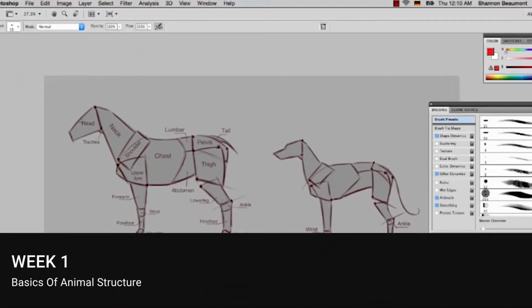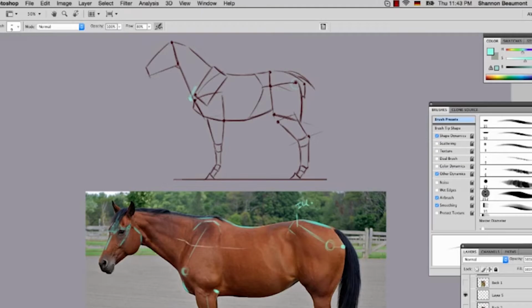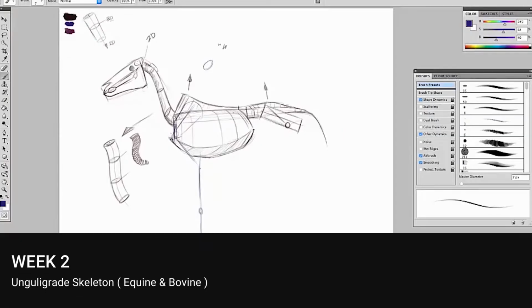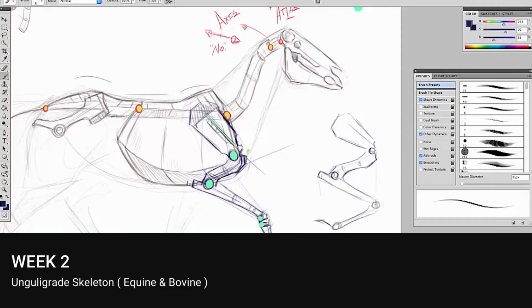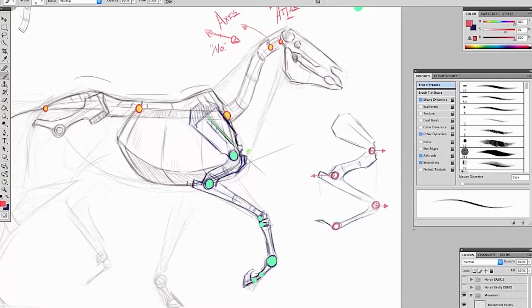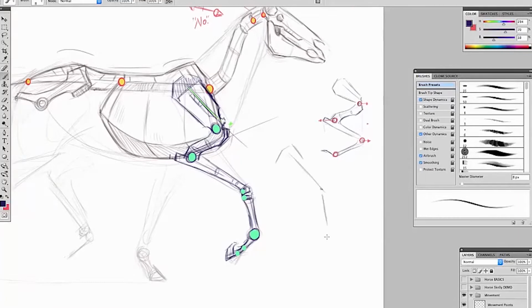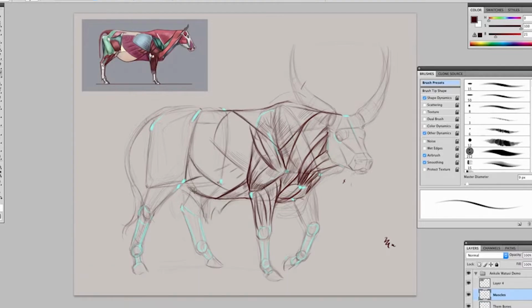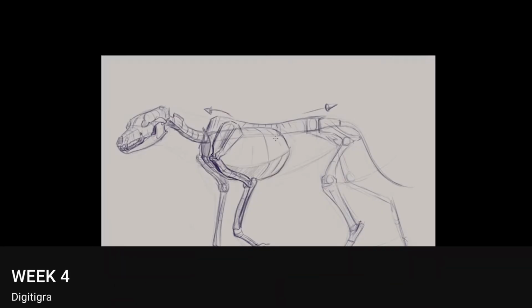Week 1. You will learn basic animal structure, how animals are built, understand form and gesture. In Week 2, you'll be introduced to the skeleton, movement and limitations of the joints, balance and proportions. Week 3. You will be moving to Unguligrade construction shapes, muscles of equines and bovines.